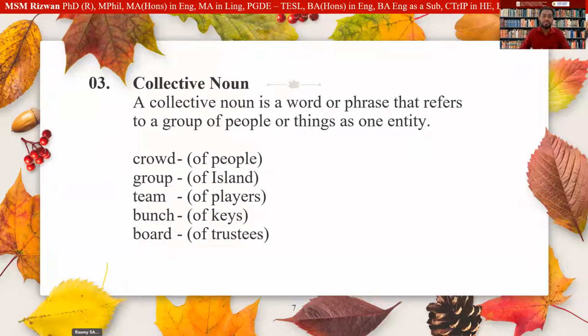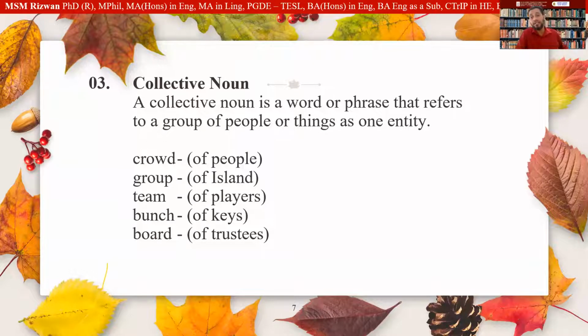You have to know the differences between the kinds of nouns we are now discussing here. Collective noun is a word or phrase that refers to a group of people or things as one entity. So you have to consider, you have to think of that. It is used as one entity. Now you see crowd. When you think of the word crowd, whenever you happen to see a large number of people, then you can use the word crowd. Right now, you say there is a crowd of people. We say there's a crowd of people, right?